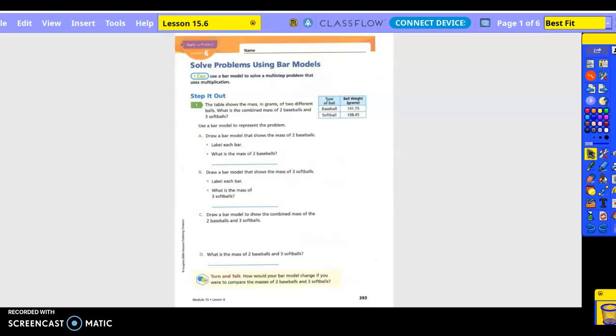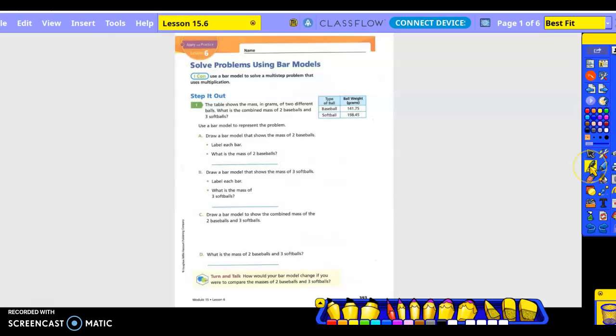Okay, so we have 2 baseballs, so we're going to draw a bar and break it into how many pieces? 2. Okay, and then how much is the weight of each baseball? 141.75 grams, right? So that's what we're going to put in each one. Okay, so over here to the side, I'm going to add 141.75 and I'm going to add it twice.